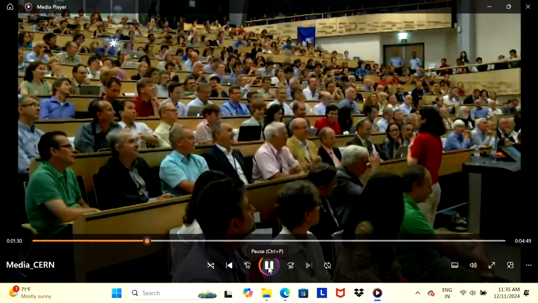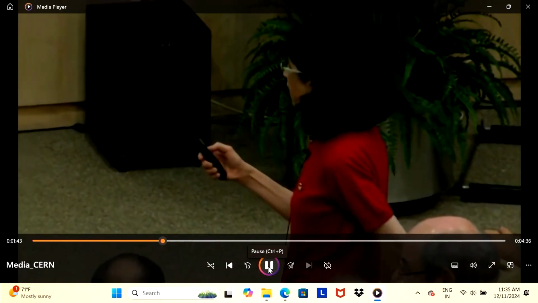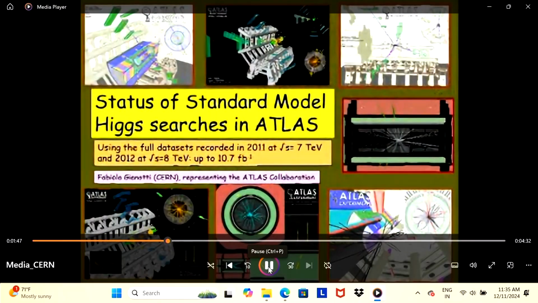Atlas is very pleased to present here today updated results on standard model Higgs searches based on up to 10.7 inverse femtobarn of data recorded in 2011 and 2012. And it's a big honor and a big emotion for me to represent this fantastic collaboration on this occasion.